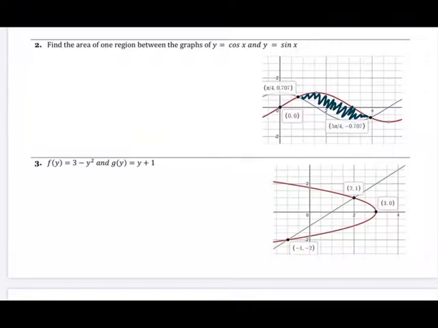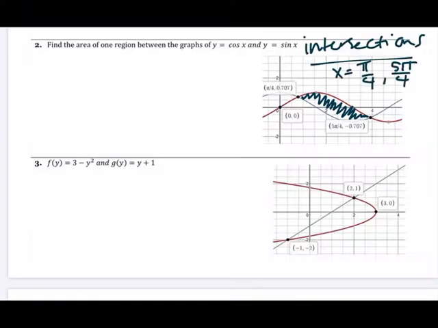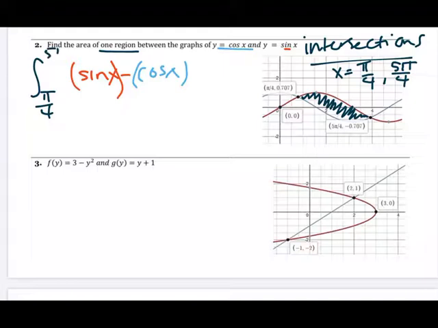So I see that first I need to find my intersections, which here is going to be pi over 4 and 5 pi over 4. And it specifically says between, so this is the only area I'm looking at, which means there's only going to be one integral. The red graph, which is sine of x, is clearly the graph that is on top of the two. So the red graph is going to be the first one inside my integral. So I'm going to have sine of x minus, the blue graph, which is my cosine graph and is underneath, cosine of x. And we're going to be integrating from pi over 4 to 5 pi over 4, with respect to dx.